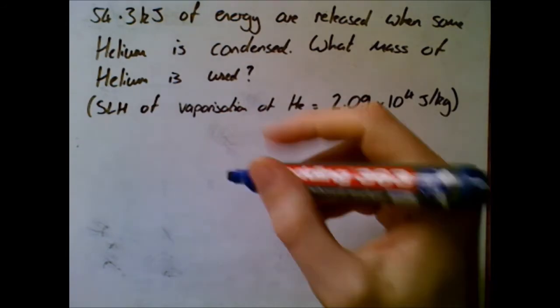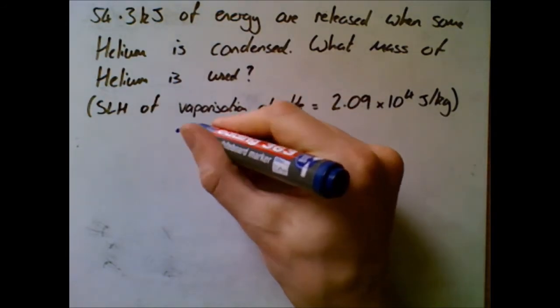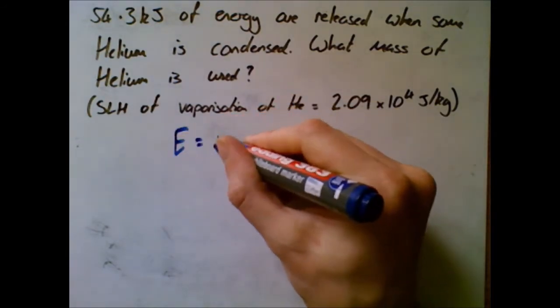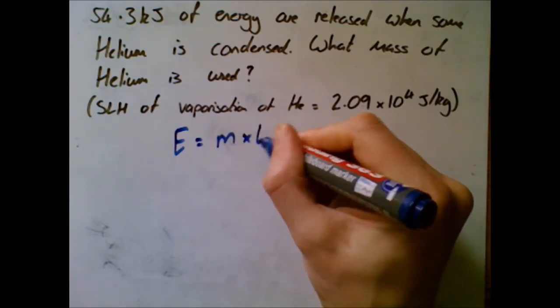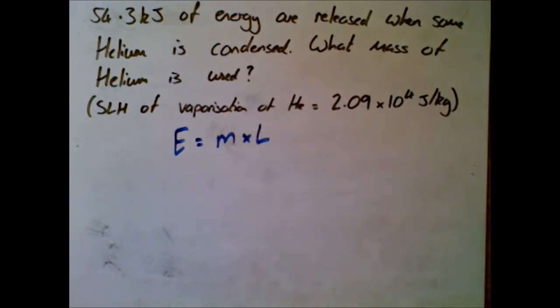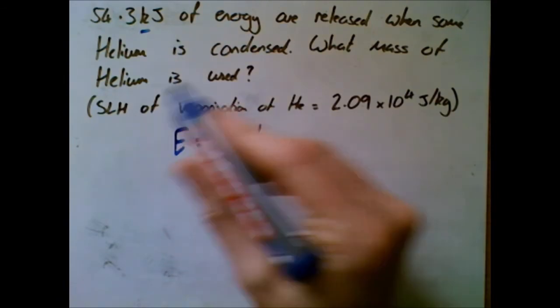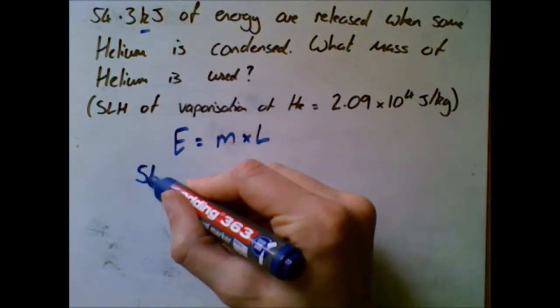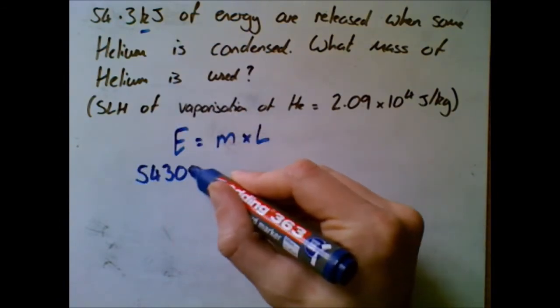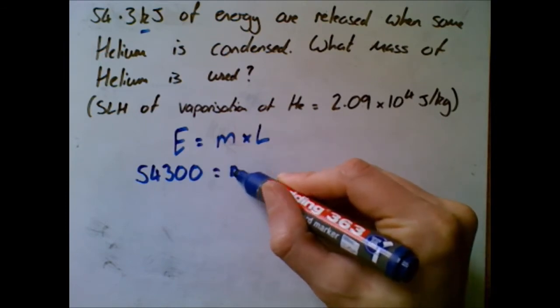So, first step, as always, write the formula. And I'm going to do it in symbols simply because it is one that's given to you on the formula sheet, so it's not going to be a massive issue. Energy is mass times specific latent heat. Okay, energy, 54.3 kilojoules. Well, usual thing, we've got to convert that. So that's multiplied by 1,000 gives us 54,300 joules equals mass times.